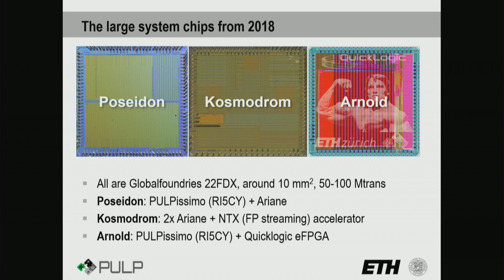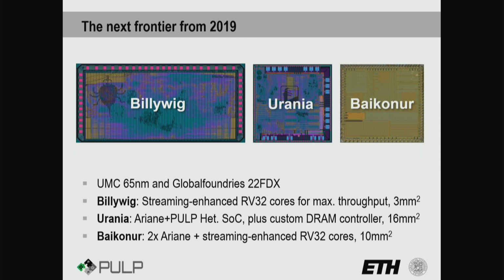Then we tried to push for even larger system chips. This is still back in 2018. We had 3 runs done in GlobalFoundries 22 FDX. They're around 10 square millimeters. There's a combination of RISC-V cores and Ariane cores that we tried in various configurations. There's an implementation of a floating point streaming accelerator, which allows you to do highly efficient training of machine learning models on these small devices. And we even had an embedded FPGA in a collaboration with QuickLogic implemented on such a device.